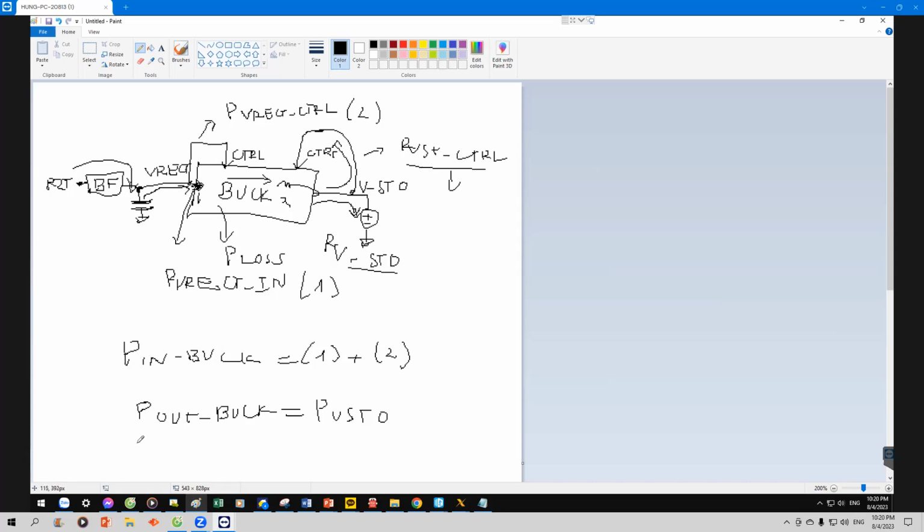Okay. So the total I call P loss. Here, P loss, but the total P loss equals P loss plus P V store control, right? Isn't it? Okay.